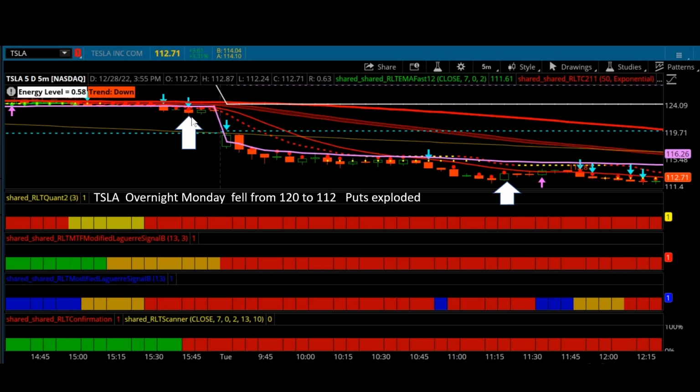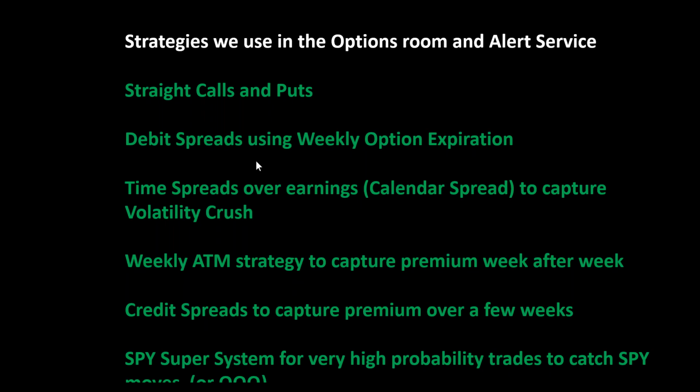This was a Tesla trade. We took this overnight. We're off the 5-minute chart, but we had a pop out of the box at the end of the day. Everything was yellow or red. We took it overnight. We got a lucky break, and the stock gapped down $8. And so the puts exploded in value. Okay, so that kind of covers all the things I wanted to cover.